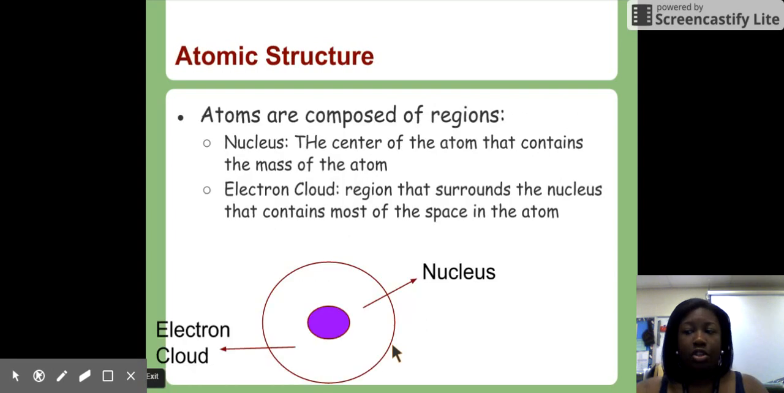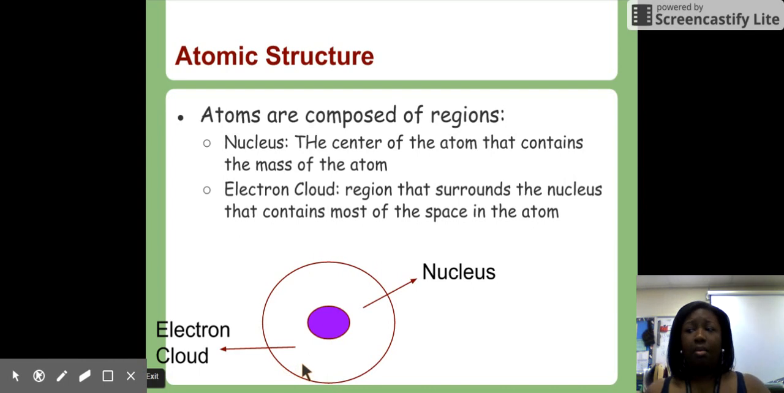All right, so the atomic structure. When we look at the atomic structure, I'm going to go through all of these little pieces at one time so we can all think about it at once. So you have two regions. You have the nucleus, which is the center of the atom, and then we also have the electron cloud.